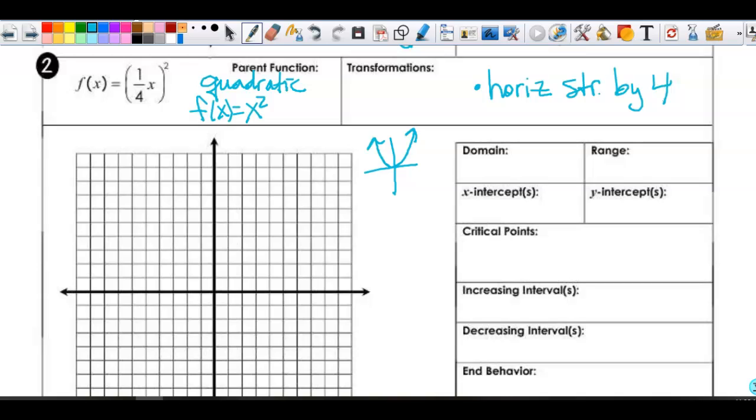Okay, so my anchor points here were (0, 0), (1, 1), (-1, 1), (2, 4), (-2, 4). So I'm going to start out at (-2, 4). Then I have a horizontal stretch by 4. So my x value right now is 2. I multiply that by 4 and it becomes 8. So I need my x value to actually be 8. So that's 2, 4, 6, 8. And I'm right here.